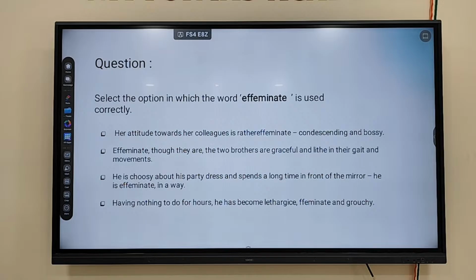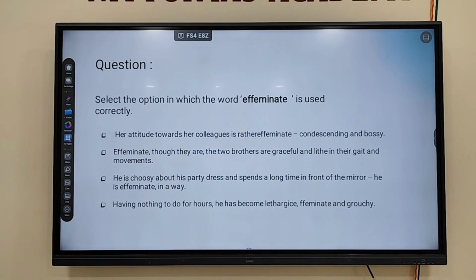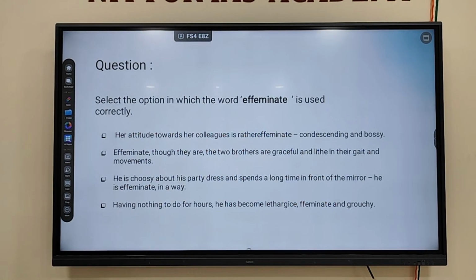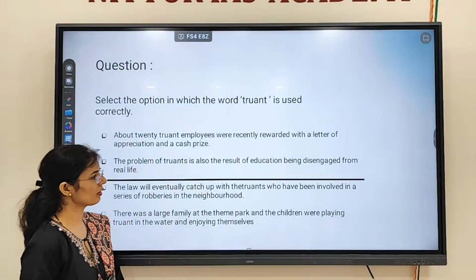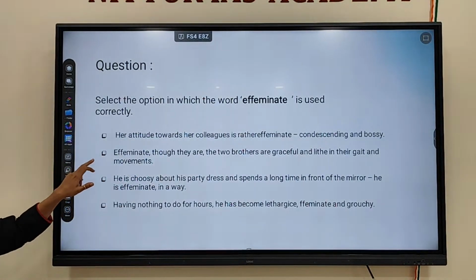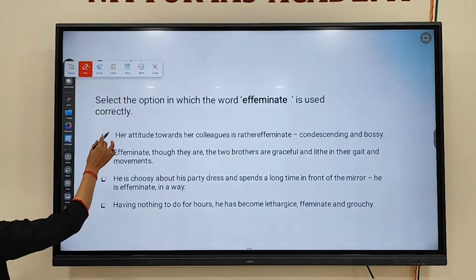First, tell me. Having characteristics and ways of behaving traditionally associated with women and regarded as inappropriate for women. Okay. So he is kind of behaving like a woman. So how do women behave? Let us see something that tells about behavior of women. Her attitude towards her colleagues is rather effeminate. So not necessarily women are not women. Women behave like women. So there's no need of this effeminate word to be associated here.